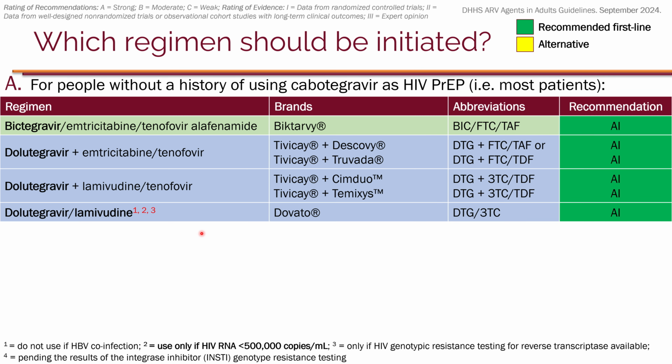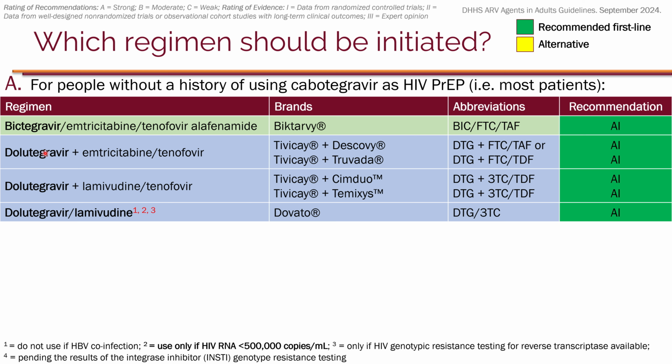So which regimen should be initiated in a person living with HIV who has not received treatment in the past? So for people without a history of using cabotegravir as HIV pre-exposure prophylaxis, which is essentially most patients who are diagnosed with HIV, DHHS guidelines recommend a second generation bictegravir combined with a backbone of 2 nukes. So we have bictegravir, which is a second generation integrase inhibitor combined with emtricitabine and tenofovir alafenamide, and this is available as a single tablet regimen, Biktarvy.